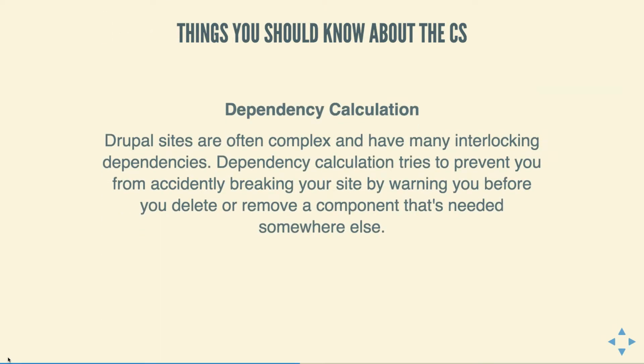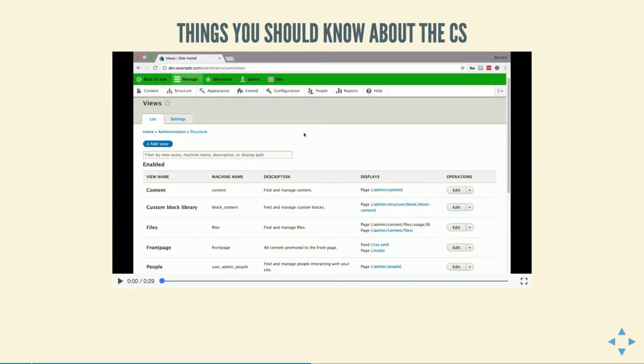Another thing we have in Drupal 8 is dependency calculation. Oftentimes Drupal sites can be really big and complex with a lot of interlocking dependencies. What dependency calculation tries to do is kind of save you from yourself. Let's say you're deleting something and you think, there's no dependencies on this, you're fine, but actually you just broke another part of your site without realizing it. Dependency calculation should, in theory, save you from doing that. And I'll show you a quick example of what that looks like.